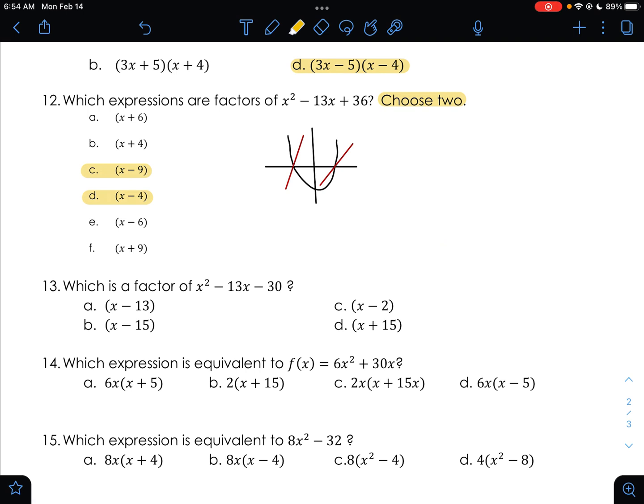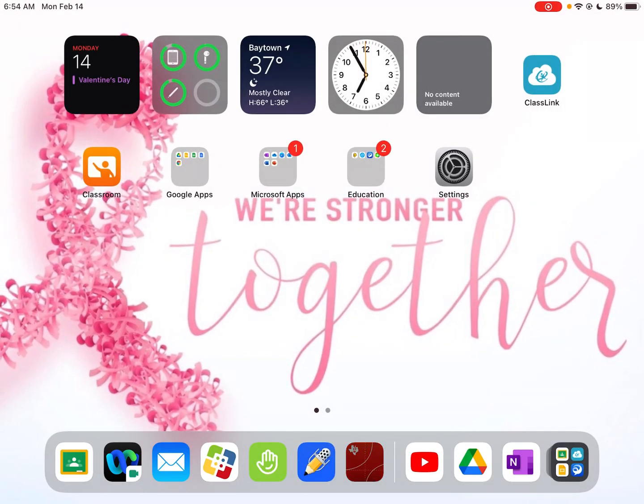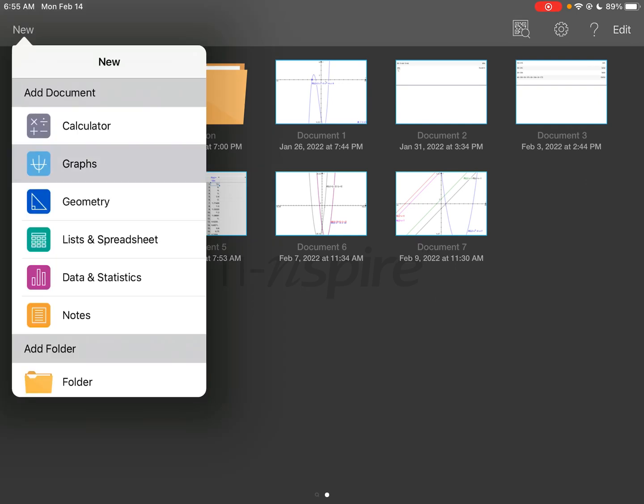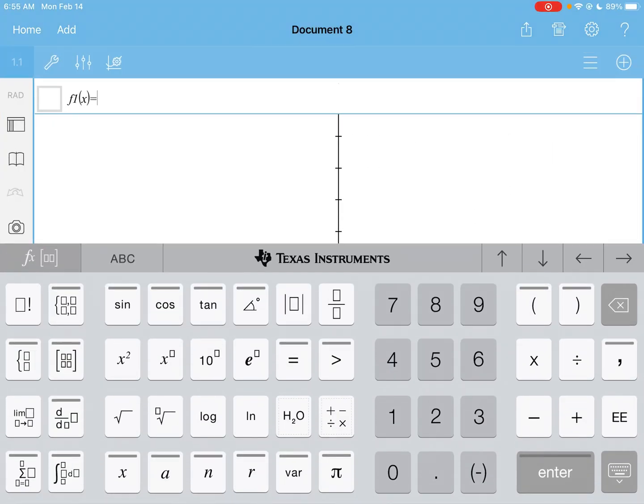Perfect. Okay, next one, which is a factor, doing the same thing over and over again. Okay, so here we go. We're going to type it in. We're going to look to see which one goes through the same x-intercept. So new graph.